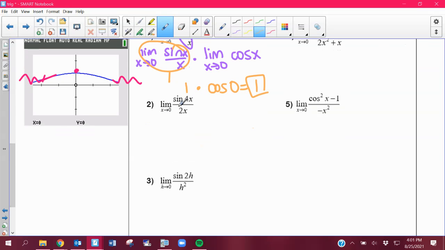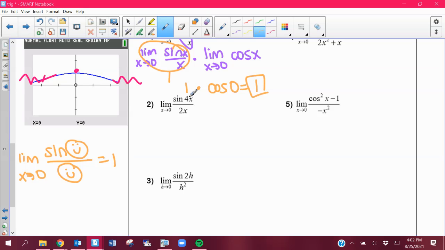Now here, this one looks a little bit different. Okay, I have a sine of 4x over 2x. I need to have the same thing inside the argument that I have outside, like on the denominator. So really what that property says is it's like saying sine of something over that same something, the limit as x goes to 0, that limit is 1.